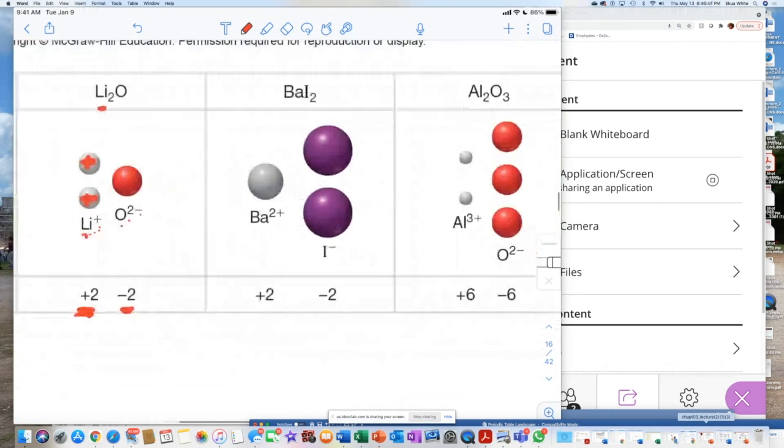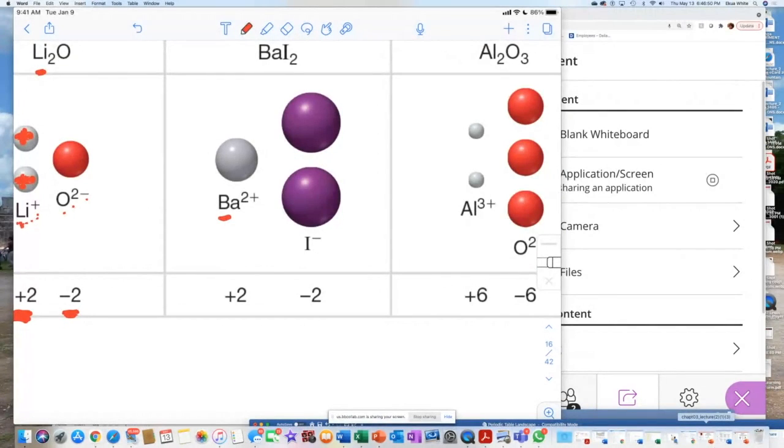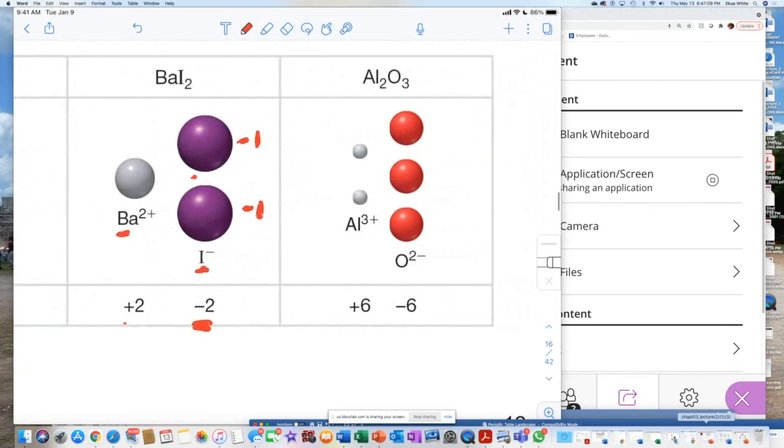Okay. On this side here, you have barium combining with iodine. Each iodine has a charge of -1, and barium has a charge of +2. So it takes 2 iodines to neutralize barium, right? Each of the iodines is -1. So we can add up to -2 here. Barium is +2.